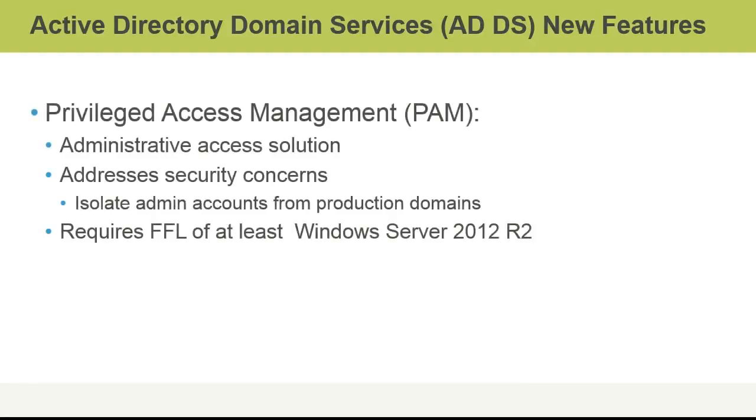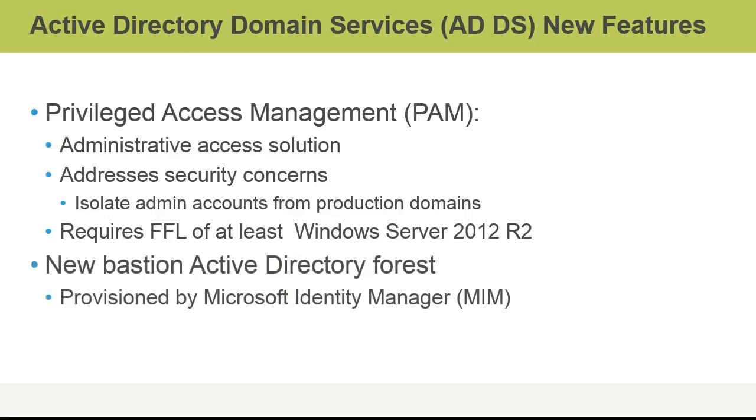2016 has the option of leveraging Privileged Access Management, or PAM. This is an administrative access solution that addresses security concerns, and this is done by isolating administrative accounts from production Active Directory domains. PAM requires a forest functional level of at least Windows Server 2012 R2. The way that this works is that Microsoft Identity Manager, or MIM, provisions a new Bastion Active Directory forest.